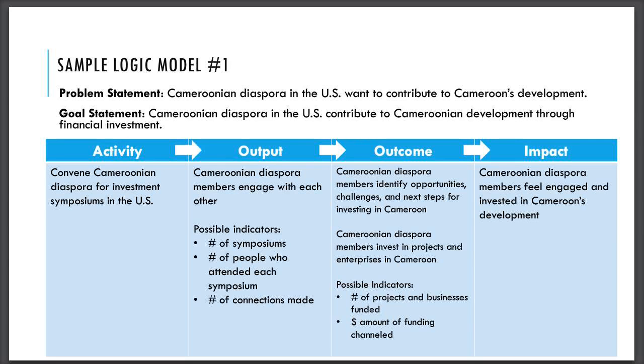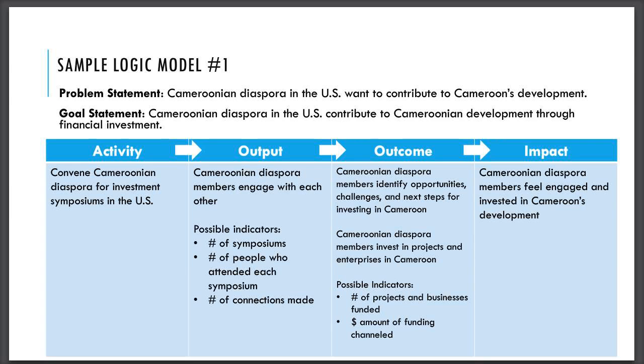engage with each other. And there's lots of different ways that you could measure this type of engagement, and the measurement is called an indicator. So you'll see all the little possible indicators for each of these different components. And so a couple possible indicators of this output could be just simply the number of symposiums that you held, or the number of people who attended each symposium, or the number of connections made. If you're really trying to get at the connections that each different member made throughout the symposium, if that's important to you, then that could be another output indicator.